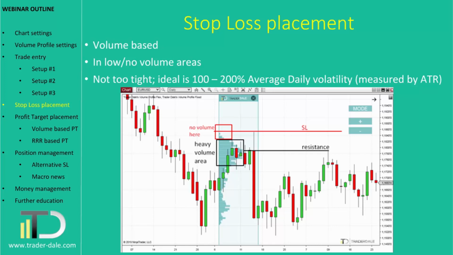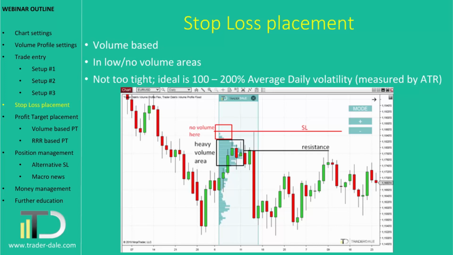So this is how you use volume profile to determine where to place your stop loss. You place it in the low volume area or into no volume area. One more thing about that is that your stop loss should not be too tight. You need to let your trades breathe. So the ideal stop loss is somewhere very roughly around 100 to 200% of the average daily volatility.